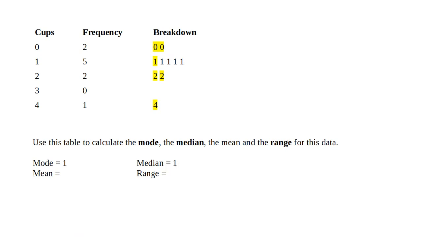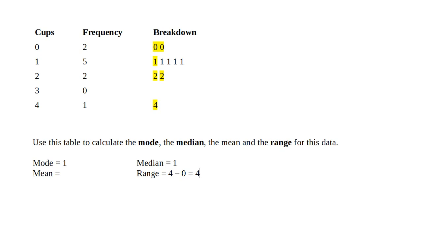What about my range? What's the greatest number of cups of coffee anyone has? 4. What's the lowest number of cups of coffee anyone has? 0. So therefore my range is 4. It's not 5. The frequency in this sense doesn't matter. It's the greatest number of cups of coffee, take away the lowest number of cups of coffee, and that gives me a range of 4.